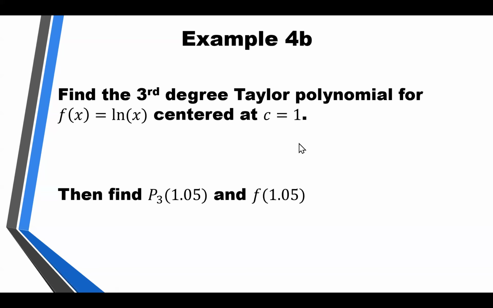Now let's stay with this same function for just a moment. Let's take natural log of x. Let's still center it at c equals 1. But what if we wanted to find a third degree Taylor polynomial for this function, and then try to approximate that at 1.05? So doing the approximation with a degree 3 polynomial instead of a degree 5 polynomial like we did in example 4a.